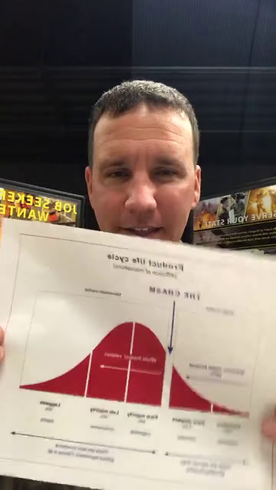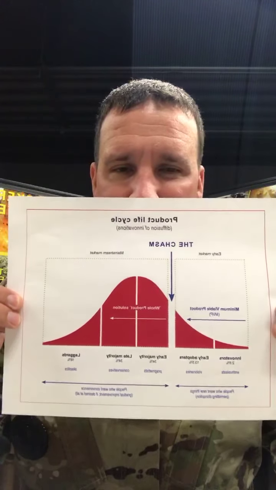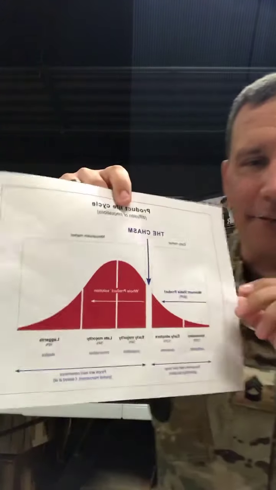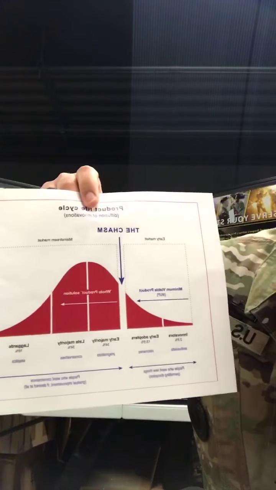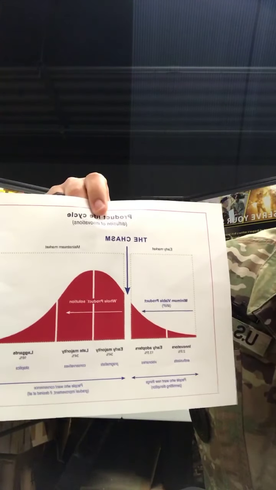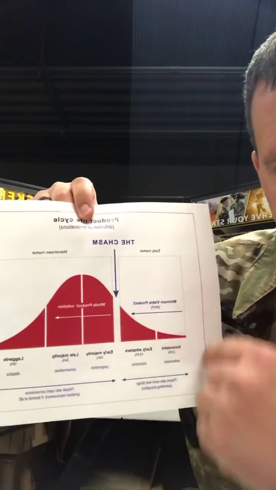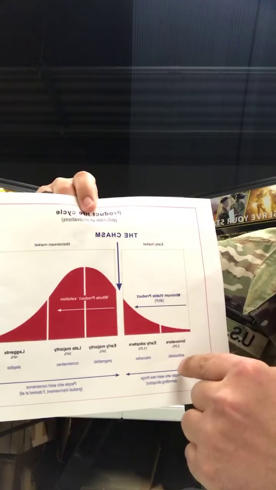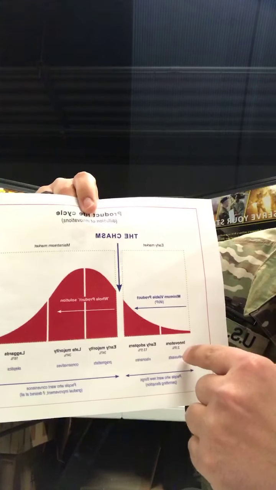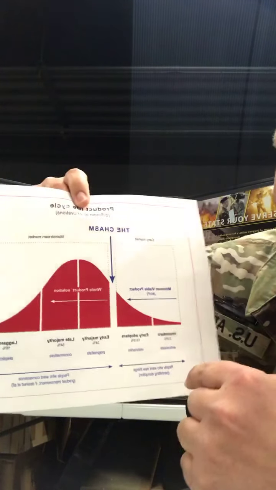So I printed off the internet a graph that I thought really explains this process. Let's orient ourselves to the map here. Here we see that this is our typical standard deviation, right? And down in here at the beginning, the first group of people we call our innovators, right?